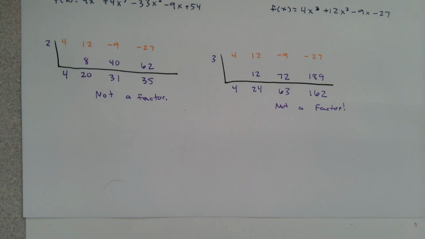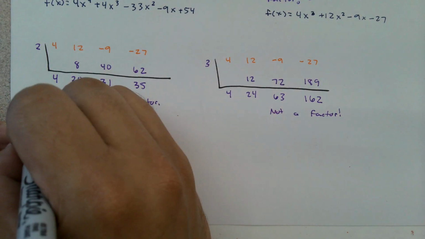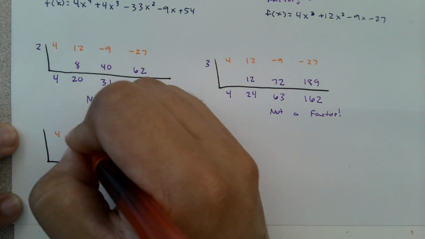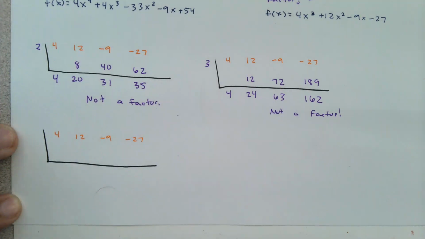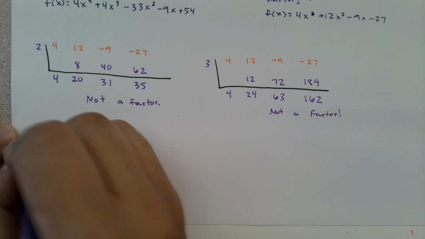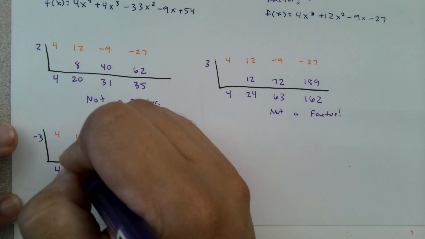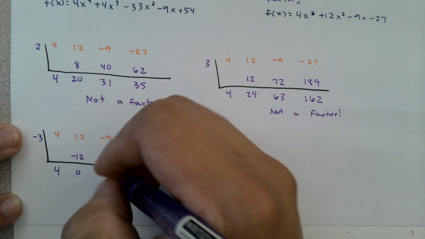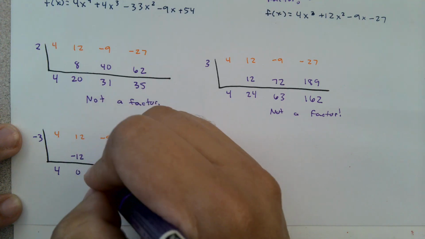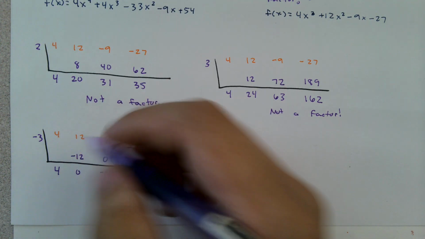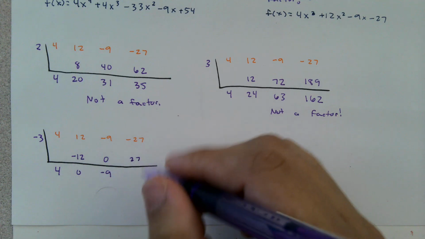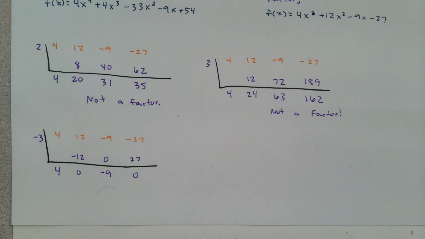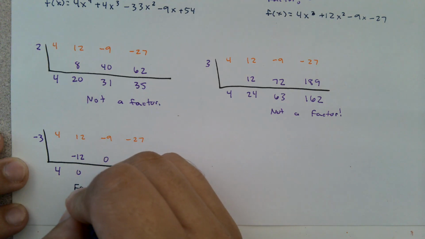Time to test another one. I'm going to test negative 3 now. So 4, 12, negative 9, negative 27. Bring the 4 down. 4 times negative 3 is negative 12. 12 minus 12 is 0. 0 times anything is 0. Negative 9 plus 0 is negative 9. Negative 3 times negative 9 is 27. Negative 27 plus 27 is 0. Woohoo! We found a factor.